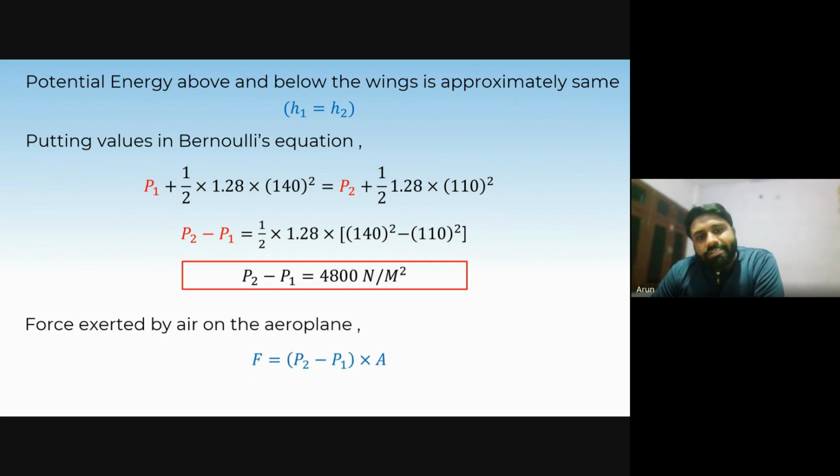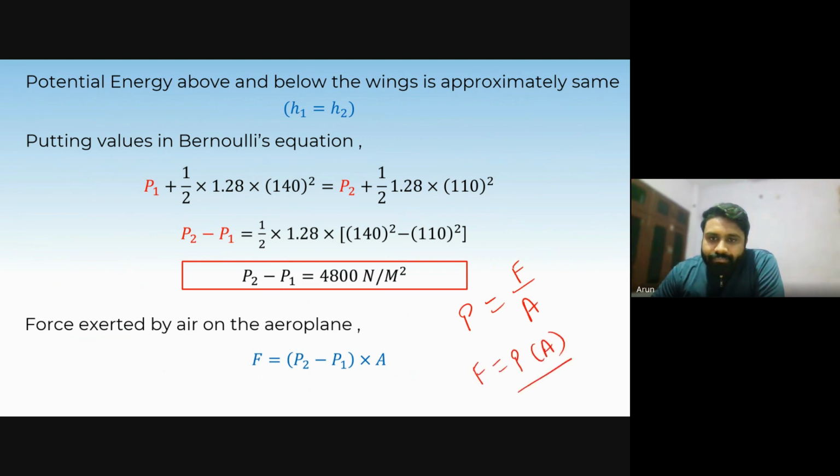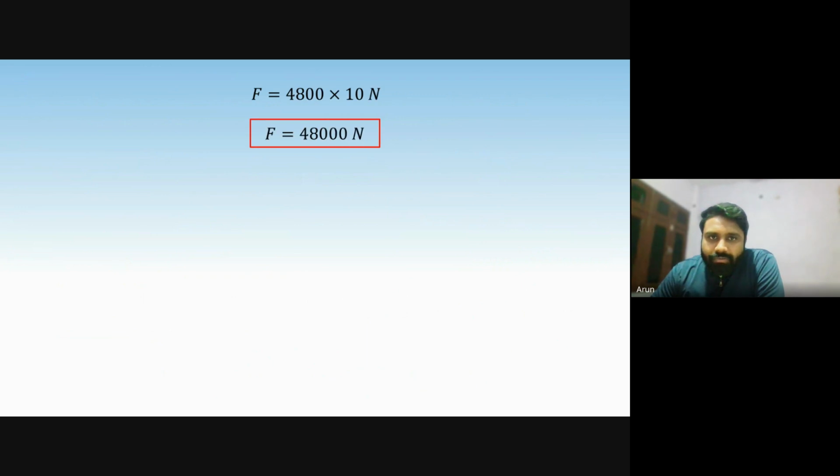So the force exerted by air on the aeroplane is, because we know pressure is nothing but force upon area, the force will be pressure into area. Pressure difference P2 minus P1 is 4800 Newton per meter square. Area is also given to you. So the force that the dynamic lift has applied on the airplane is 48,000 Newton. Great force is this.